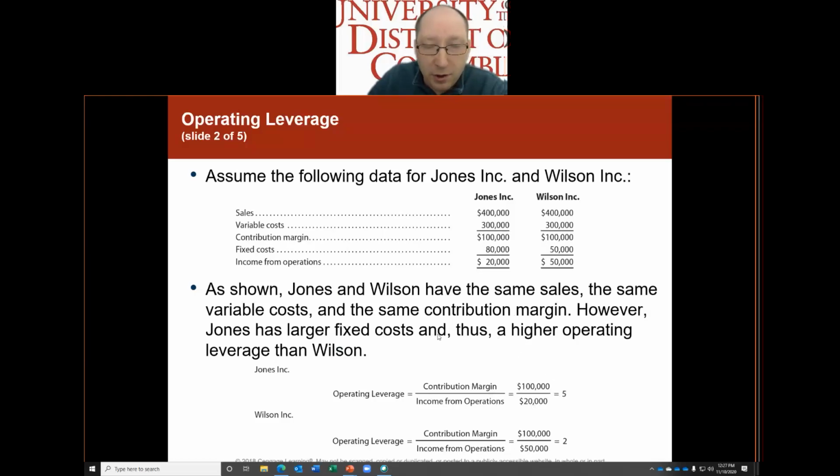The reason why operating leverage is important is I can look at my company, compare it to another company, and determine who has the better leverage. The biggest determination of leverage, of course, comes from fixed cost. As you might think, the lower the fixed cost, the better. From this perspective, Wilson has a better operating leverage.